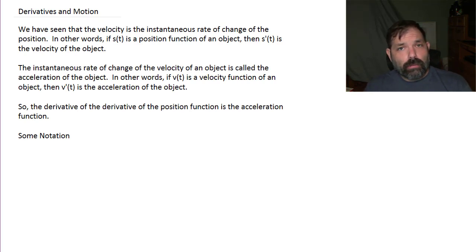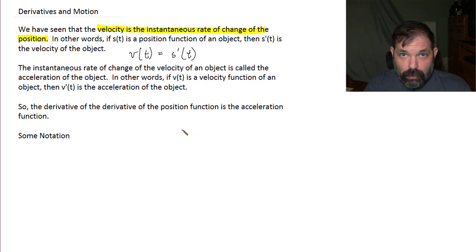All right, now we've talked about motion, we've talked about a position function and how to find an average velocity and how to find an instantaneous velocity. And in fact, we saw that that concept was exactly the derivative. And so what we've seen is that velocity is the instantaneous rate of change of the position. In other words, if s is a function, then s prime of t is the velocity. So the velocity function v of t is s prime of t.